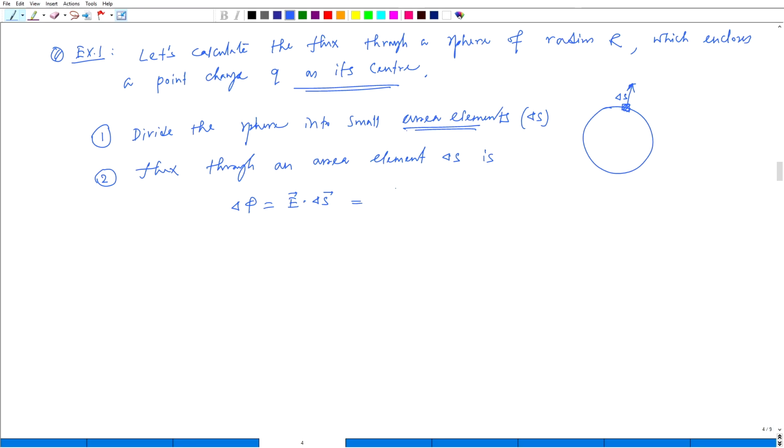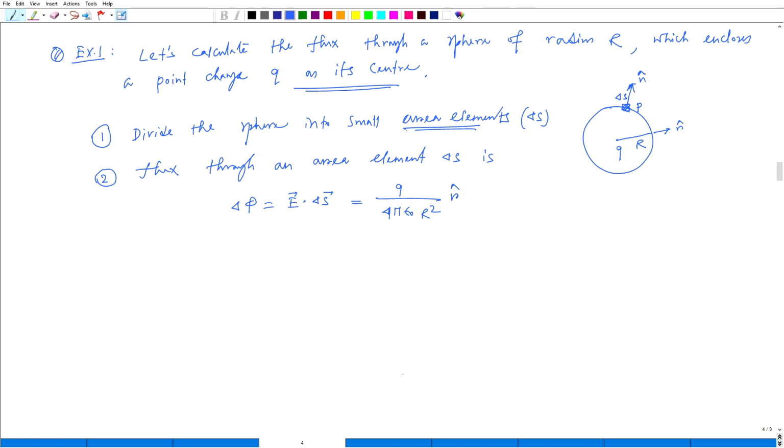Now we know the electric field for a point charge. If we place a point charge at the center, the radius is r. Let us consider a point P on the surface of the sphere. The electric field at that point is q over 4 pi epsilon naught r square, and the direction is r cap.